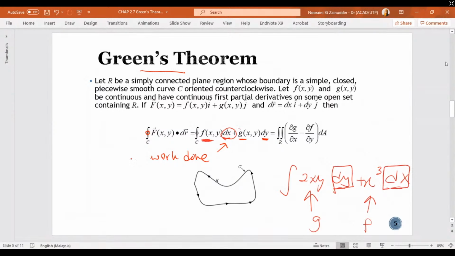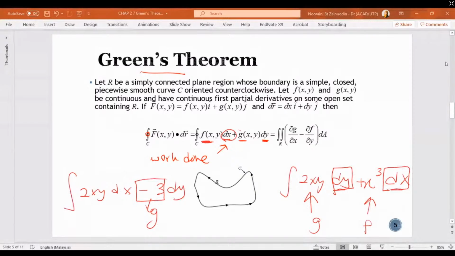Kalau soalan dia tukar, pernah one time we just change the formula lah. We just change example. We put 2xy dx minus 3 dy. Meaning this entire negative 3 should be your g. Include the negative because the formula should be positive g. That's how you differentiate which one is your f and which one is function g. It depends on what with the dx and what with the dy.